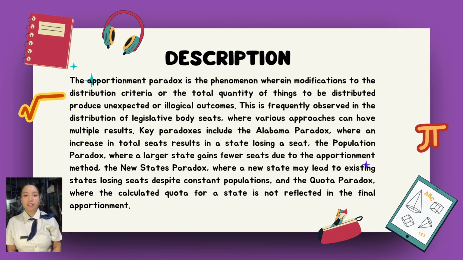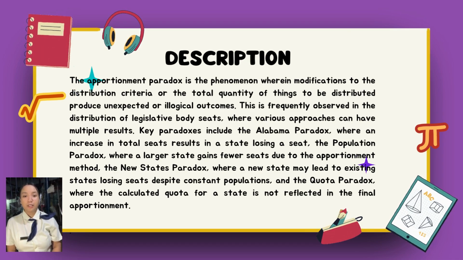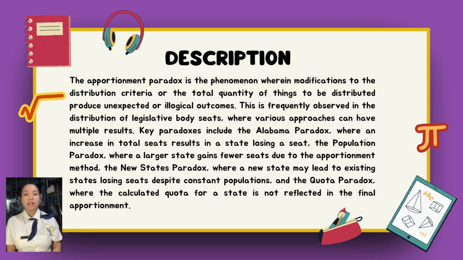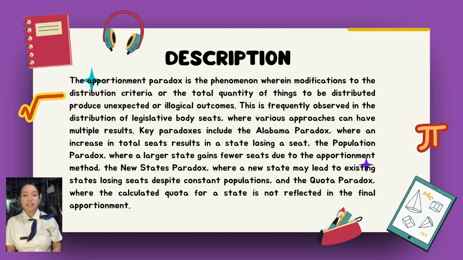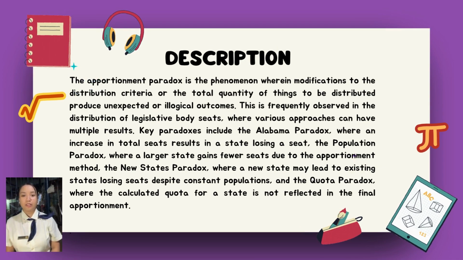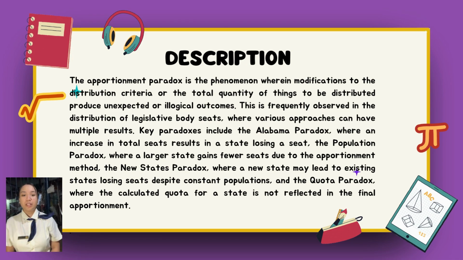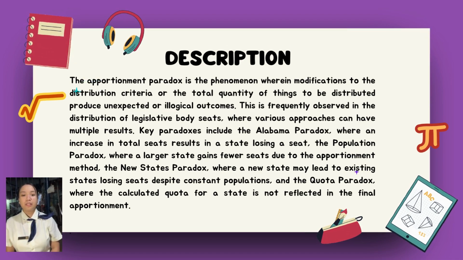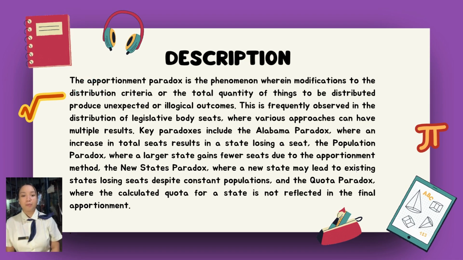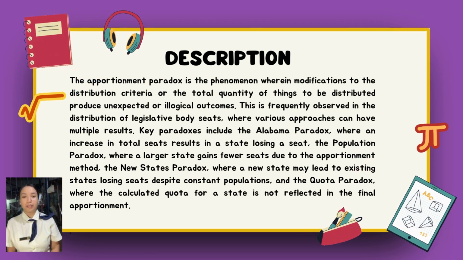The apportionment paradox is the phenomenon wherein modifications to the distribution criteria or the total quantity of things to be distributed produce unexpected or illogical outcomes. This is frequently observed in the distribution of legislative body seats, where various approaches can have multiple results. Key paradoxes include the Alabama paradox, where an increase in total seats results in a state losing a seat. The population paradox, where a larger state gains fewer seats due to the apportionment method. The new states paradox, where a new state may lead to existing states losing seats despite constant populations. And the quota paradox, where the calculated quota for a state is not reflected in the final apportionment.